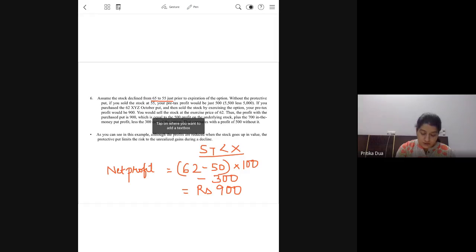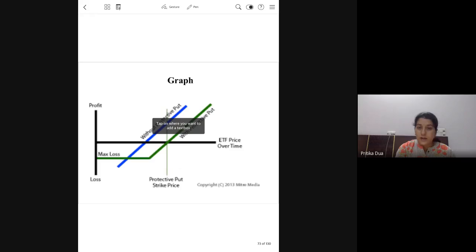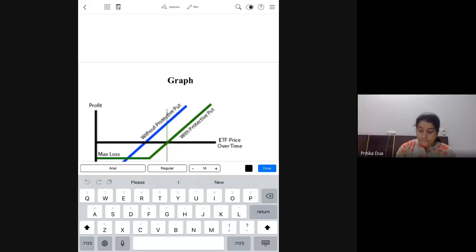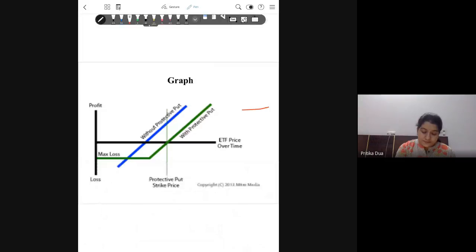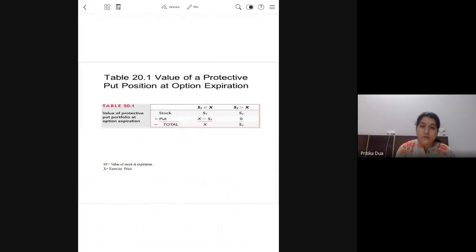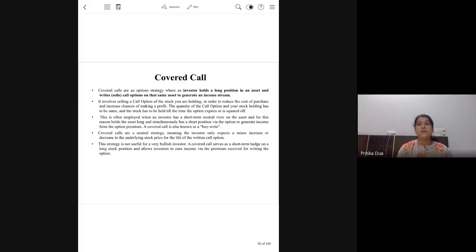So looking at the payoff, this is what the payoff of protective put looks like. Without protective put, if you are just holding a stock, you can see the blue line. You face the possibility of unlimited profits and unlimited losses. But with a protective put, you are able to cap your losses while there is a possibility of unlimited profit. This is the payoff, intrinsic value of the protective put option. So I hope protective put is clear to everyone.